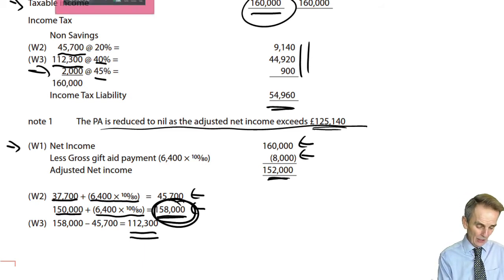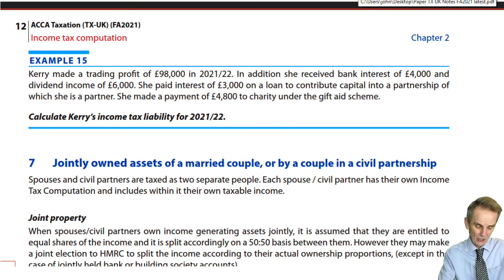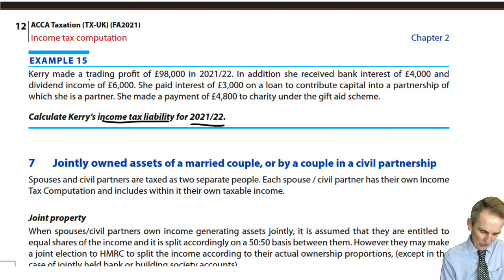Very quickly, back we go to your study notes, where you've then got example 15. Last example on this particular issue, and that is, again, income tax liability for 21-22. It's just that we put more into this example, so it's a bigger and better example for you to have a go at. So let's see what we've got.